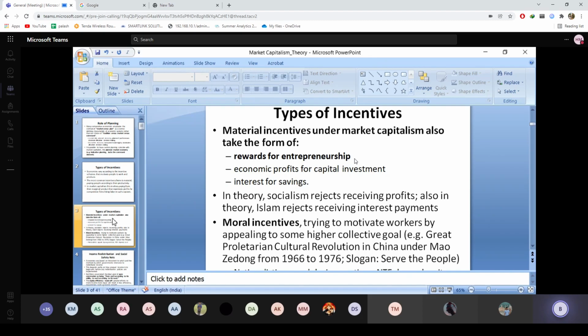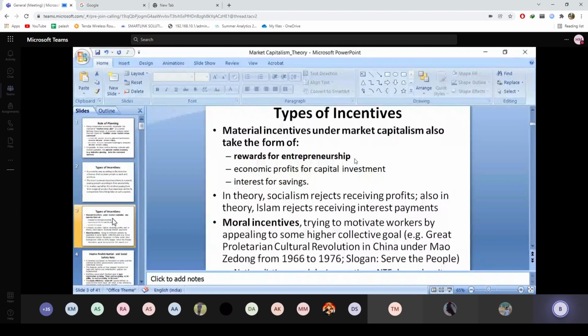The material incentives under market capitalism take different forms. Okay, one is rewards for entrepreneurship, and the economic profits for capital investment, the interest for savings. Now we may ask the question, why do entrepreneurs innovate things? Why do they spend time and their resources to innovate new ways of doing business, new product design, and so on and so forth? There is always a reward for that in the profitability and so many other things, share of market.